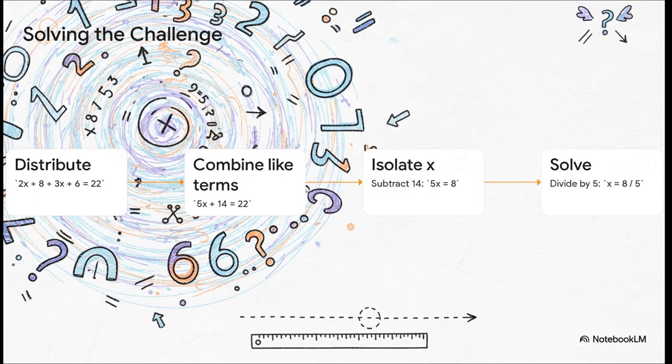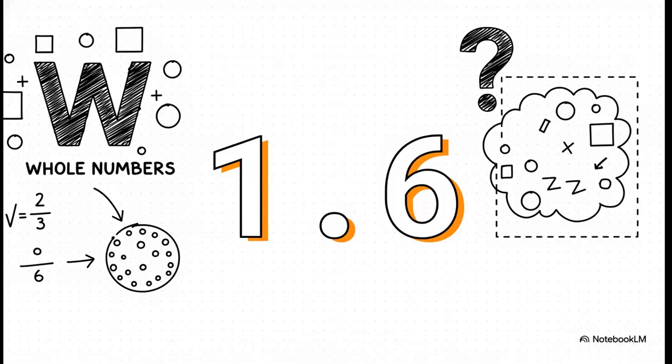First, we use that distributive property superpower we talked about. That gives us 2x plus 8 plus 3x plus 6 equals 22. Okay, now we combine this similar stuff. That gives us 5x plus 14 equals 22. To get x alone, we subtract 14 from both sides, and we're left with 5x equals 8. So the very last step is just to divide by 5. And the answer is 1.6. Wait a minute. 1.6, that's a decimal. That is not a whole number.